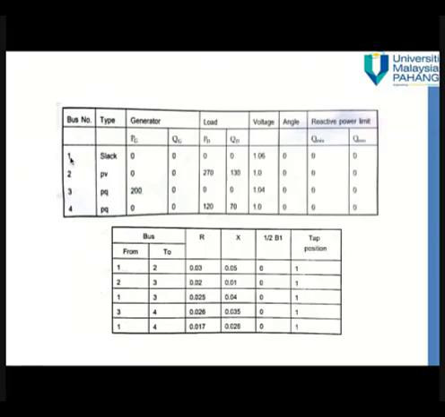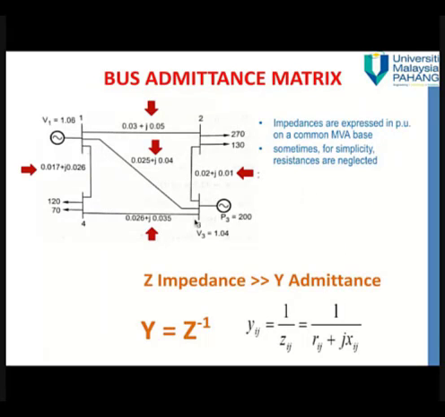There is bus 1, which we call the slack bus, or sometimes the reference bus. Bus 2 is the PV bus. PV stands for the voltage control bus. Bus 3 is the PQ bus, meaning this is the load bus. Never mind, later I will explain again.